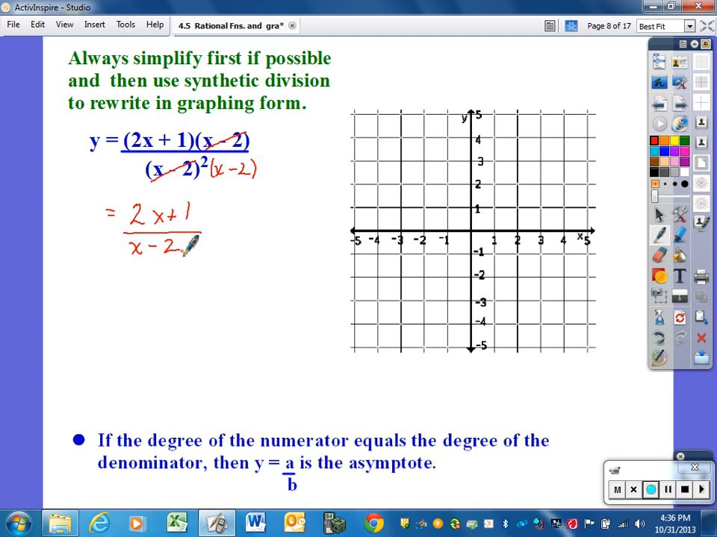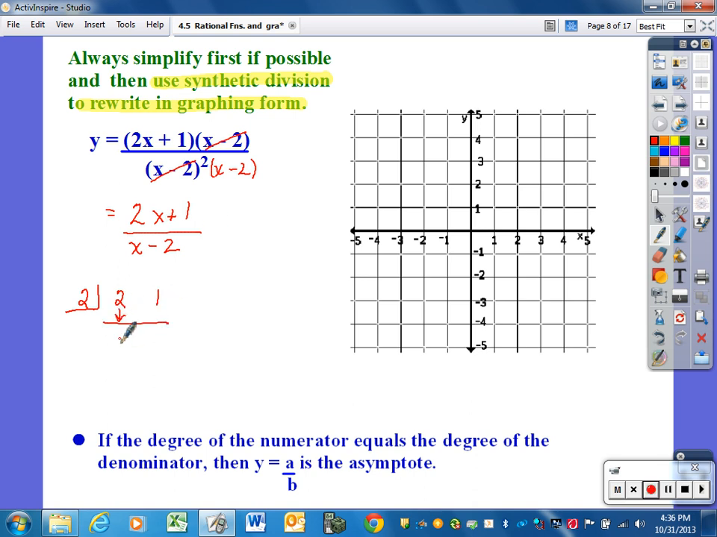Now, does that look like a parent function? No, it does not. But notice our hint up here. Use our synthetic division to rewrite it so it's in graphing parent function form. So my divisor, x minus 2. My root there would be 2. So I put that in my divisor box. I have 2, my x, and my 1.